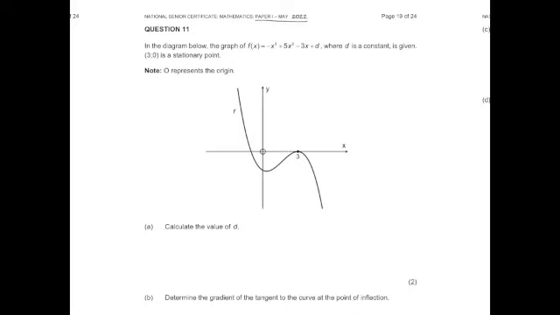So we are going through the calculus questions found in the IEB Paper 1 from May 2022. This one says, in the diagram below, the graph of the function, where d is a constant, is given. And we've got (3, 0) as a stationary point, which is also an x-intercept. Note, O represents the origin.